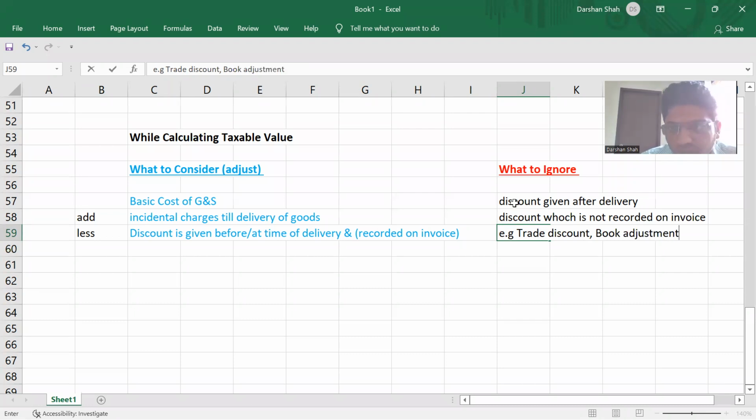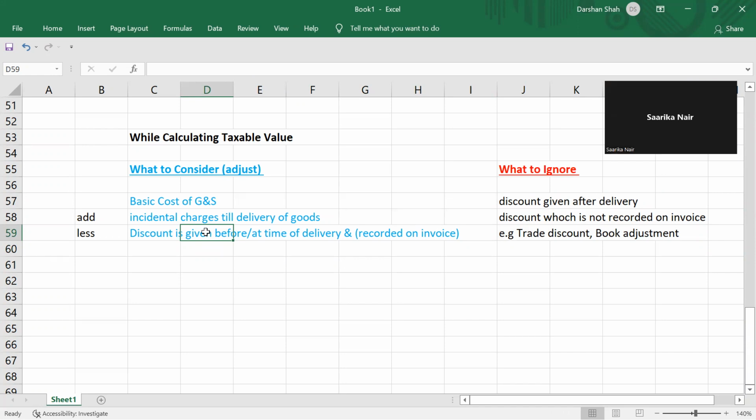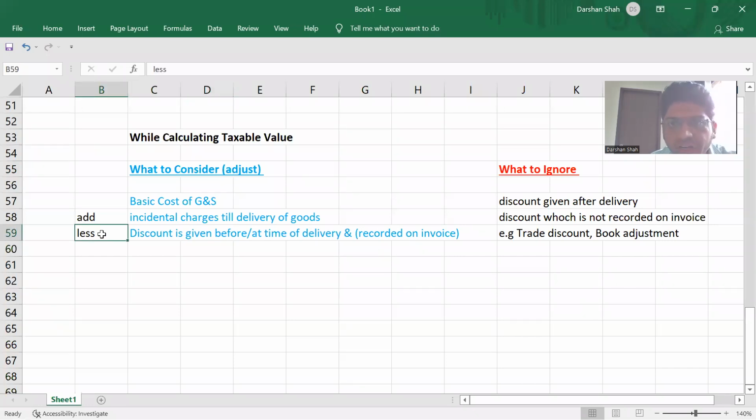When you are a regular customer, people just do book adjustment, right? That remaining figure they will not show as bad debt, they will show as a discount. That is a book adjustment. So these types of discounts I will not consider. I'll just ignore them. I'll neither add nor deduct. So is this whole concept of discount clear? Yes or no? Yes, sir. Any doubt in discount? And when I say consider, you will deduct it, because discount is always deducted from the value.